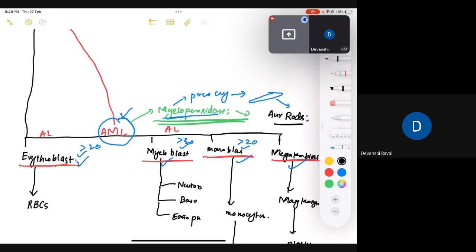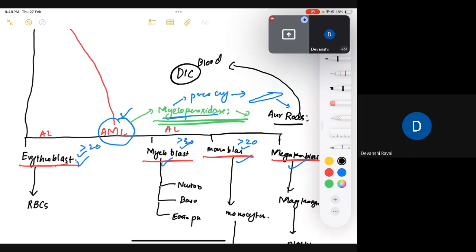If you guys remember in DIC, I was just saying that I'm going to discuss something in the future. You should be aware of that. If these Auer rods come out in your blood, they can cause DIC. Remember, you have a UWorld MCQ on that. I just told you I'm leaving one of the causes of DIC, which I'm going to discuss in future lectures. This was the best place to discuss it, right?